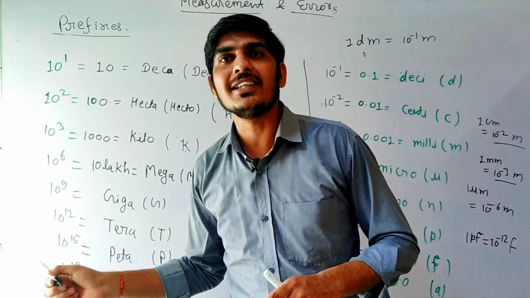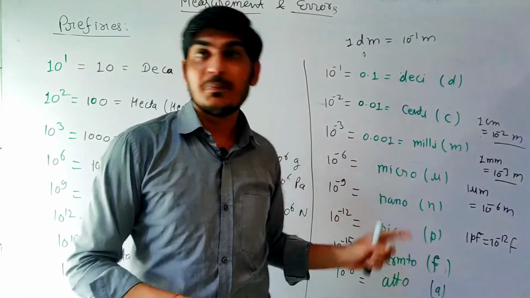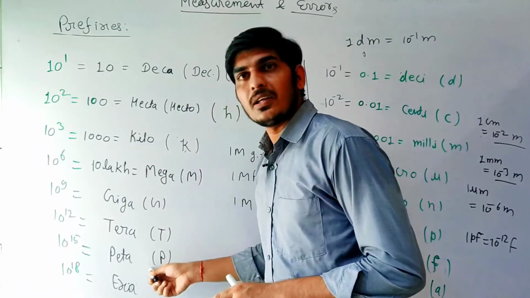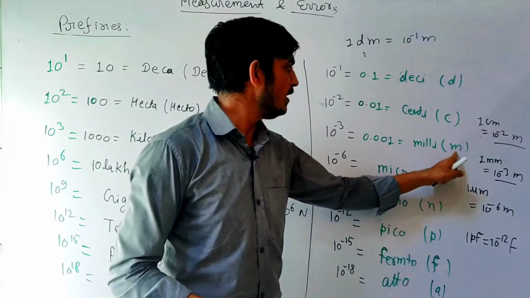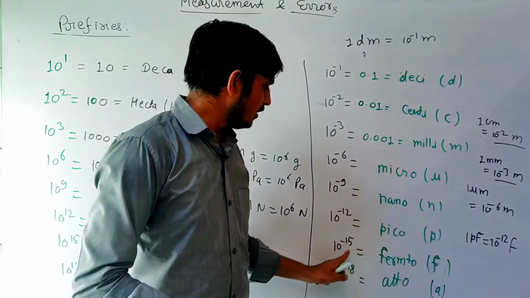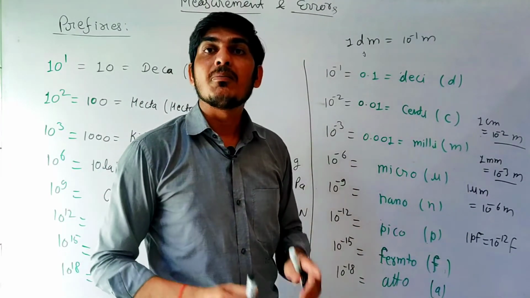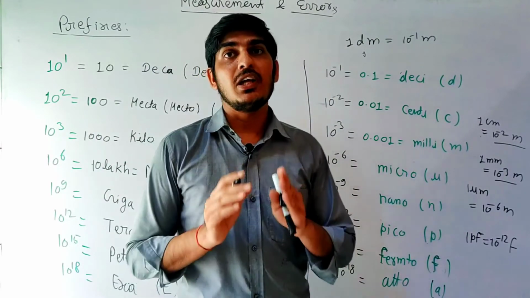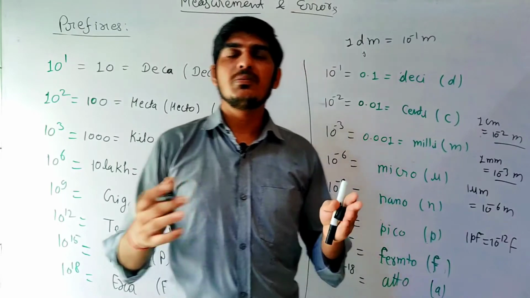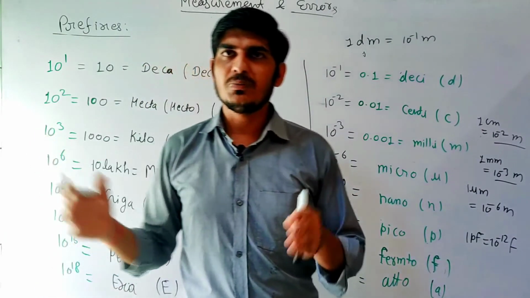बोलो पेटा. Yes. इधर क्या आ जाएगा? पेटा कैपिटल पी है, कैपिटल पी है. और इधर आप पिको में कंफ्यूज मत होना, और मिली और माइक्रो में भी कंफ्यूज मत होना. ठीक है. 10 to the power minus 15 फेम्टो, स्मॉल ऐप. 10 to the power minus 18 एटो, स्मॉल ऐप. जेटो तक भी जाता है, -24 +24 तक भी जाता है.